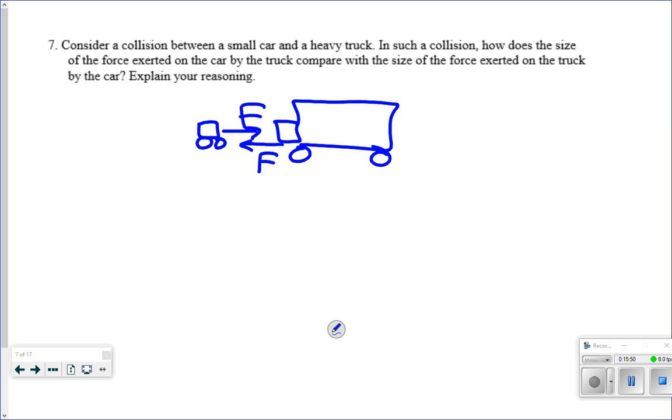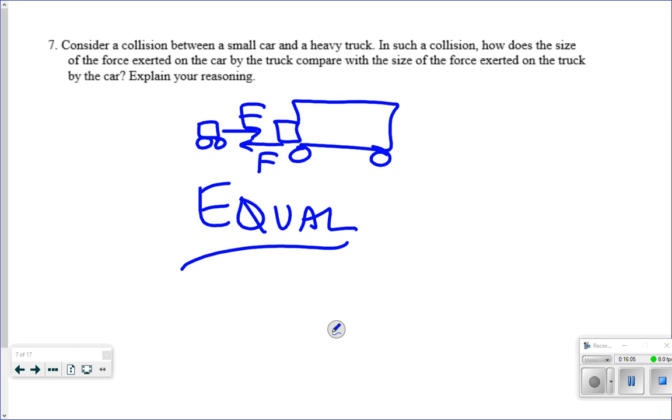Okay, so each of these forces upon each other, they are going to be equal. And you say to yourself, no way, man, because that car is going to get smushed. That's acceleration, that's not force. Newton's third law tells us equal and opposite reactions.